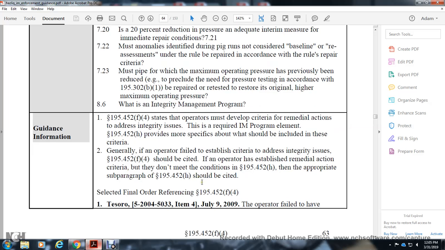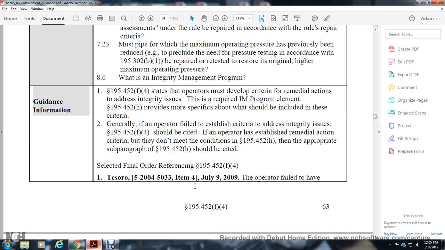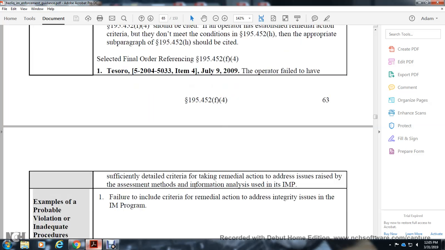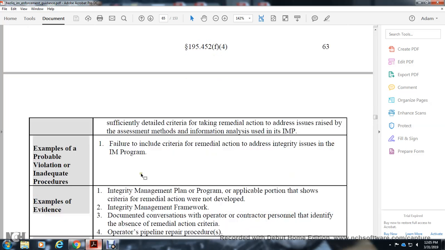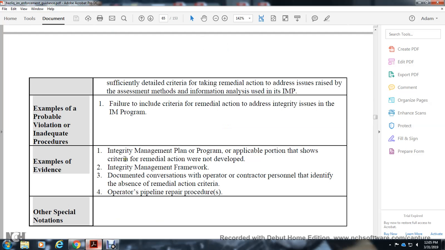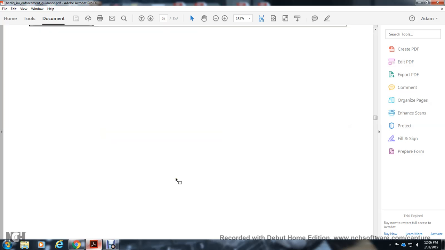So can final order reference for the 195.452 F4, not reading the final orders. Example the probable violation: inadequacy of the one, failure to include criteria for the remedial action for the integrity issue of the integrated management program. Example the evidence of the integrated management plan program and applicable portion show the criteria of remedial action was not developed to the integrated management framework. 3. The documentation compensation and operative with the contract personnel will identify the absent remedial action criteria and 4. Operative pipeline repair procedures. Other special notations there are none.